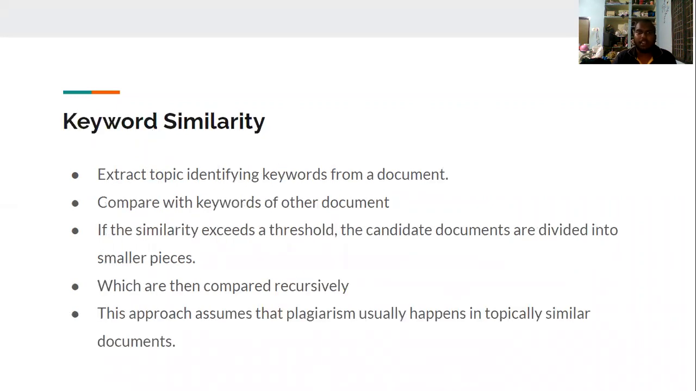Another one is keyword similarity. Extract topics, identifying keywords from a document. We need to identify the keywords from the document and compare them with the keywords of the other document. If the similarity exceeds a threshold, the candidate documents are divided into small pieces, which are then compared recursively. This approach assumes that plagiarism usually happens in topically similar documents.